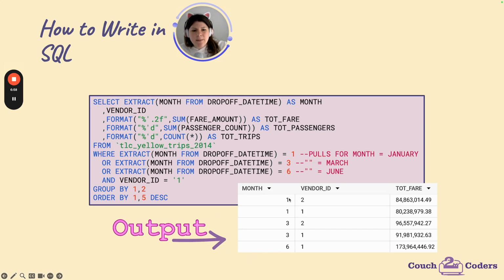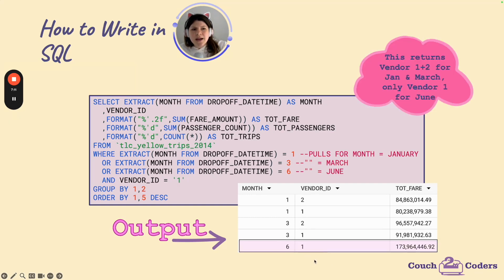And we see that we get months 1, 3, and 6. Okay, that looks good. But then we get vendor ID 2 for months 1 and 3. It kind of looks like June is the only one that worked correctly. So why is that? Really what we wanted was vendor ID 1 for January, March, and June. The reason is that SQL reads it and says you want 1 or 3, or you want 6 and vendor ID equals 1. So it paired these last two together and then it messes up the whole query.